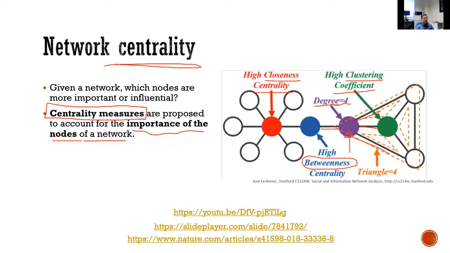In these small examples, the node given the color has the highest centrality of that type. For example, the purple one has the highest degree centrality, and this blue one has the highest betweenness centrality among all the other nodes. And this red one has the highest closeness centrality.